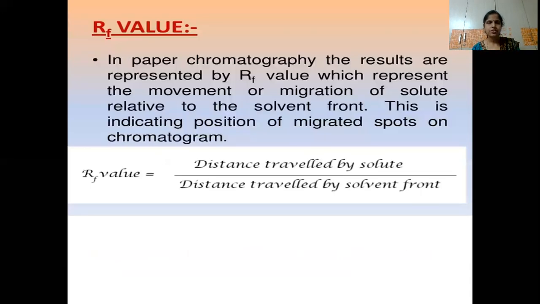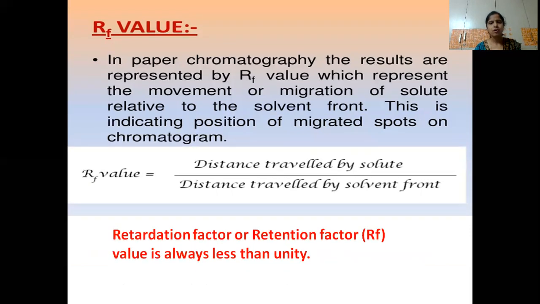Then the other term which is very important is the RF value. Now RF stands for retardation factor, or retention factor. So what does this RF give information about? We get information about the migration of solute relative to the solvent front. What that means is, as we have seen in the previous slide, the solutes, the components, have traveled to different extents.